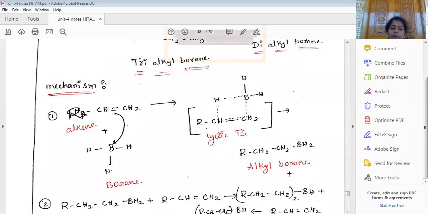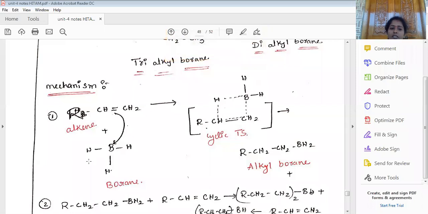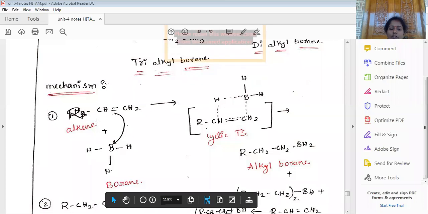What happens is the pi bond is able to form a bond with this boron atom, so a new carbon-boron bond formation is possible. That's the reason why this bond becomes a dotted line, because it is involved in new carbon-boron bond formation. And this boron-hydrogen bond is slowly breaking, so it is indicated by dotted lines, and new carbon-hydrogen bond formation is observed, indicated again by another dotted line.